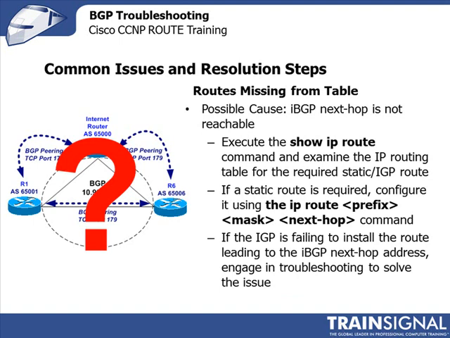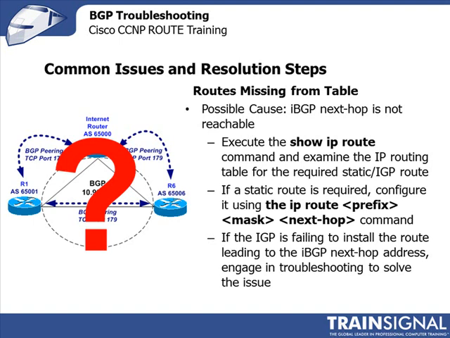Another reason why a route may be missing from the table is the iBGP next hop is not reachable. One of the ways that you can check to see if this is an issue is do the show IP route command. Examine the routing table for the required static or IGP route. And this is true even with eBGP. If the next hop route is not reachable, it's not going to be advertised.